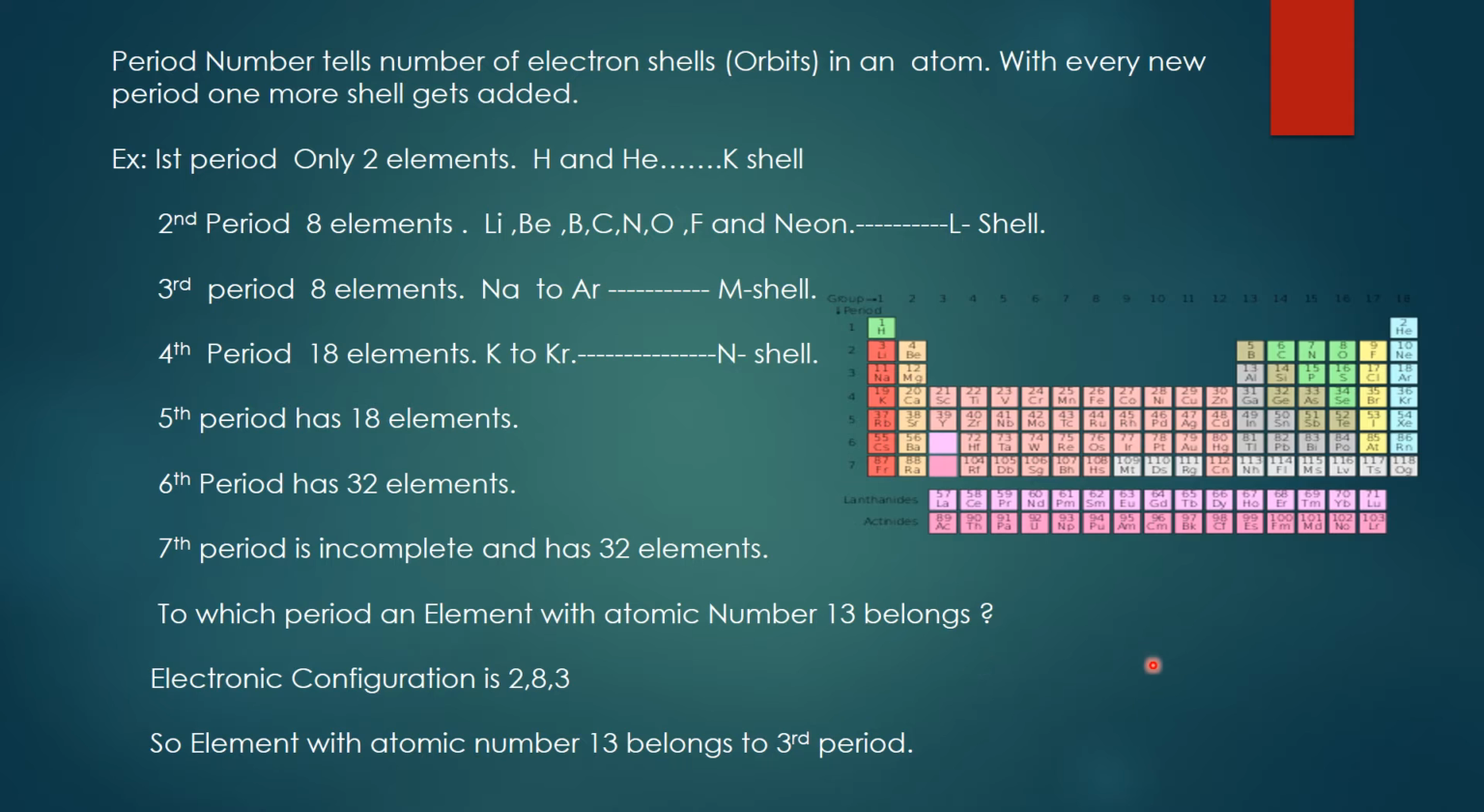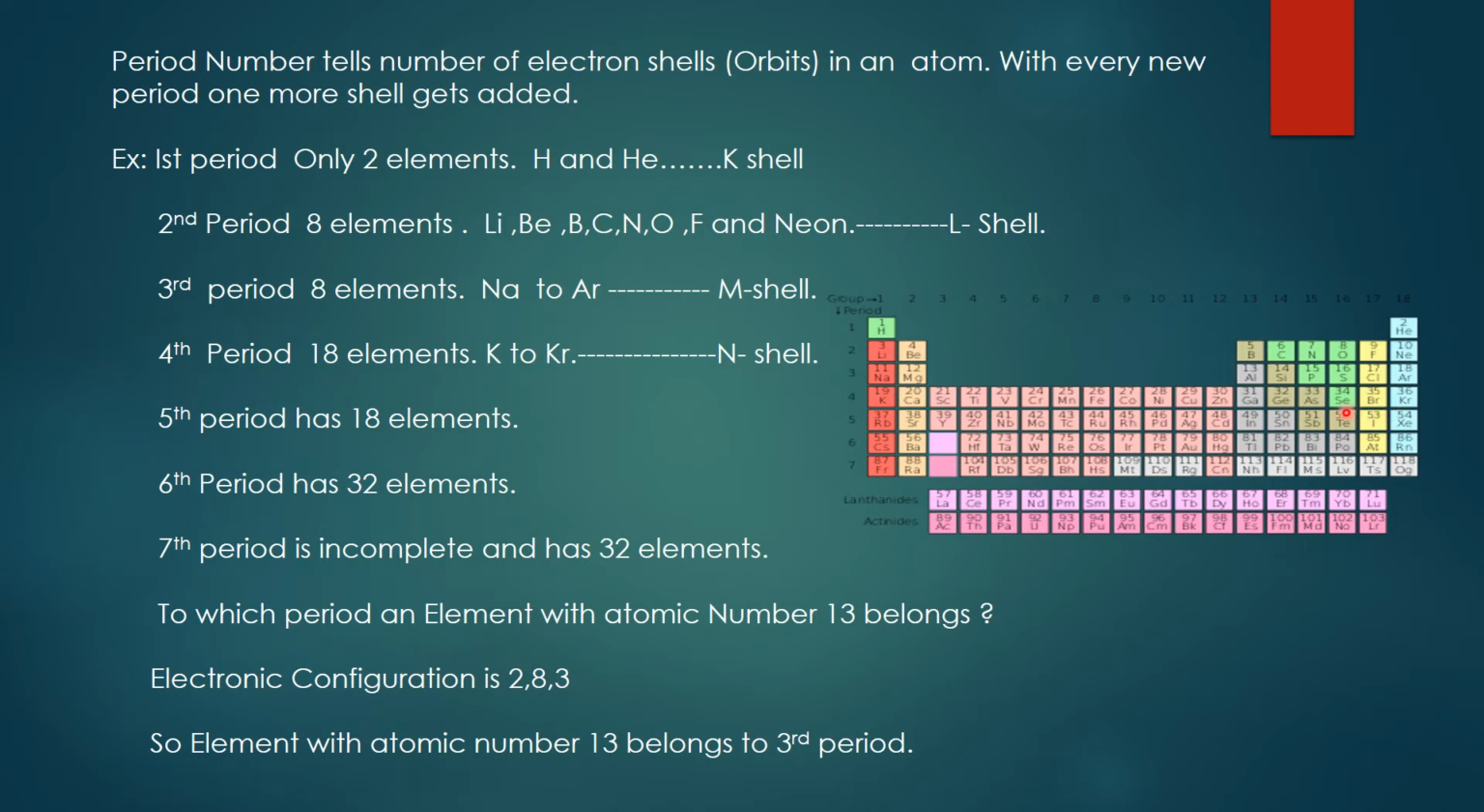Another way is simply to remember the electronic configuration of the inert gases. For example, helium is 1s2, neon is 1s2, 2s2, 2p6, so neon is 10, then 18, 36 and so on. If an element with atomic number 25 is given, 25 lies in between, so to which period does it belong? It belongs to the fourth period. Like this you can write that also.